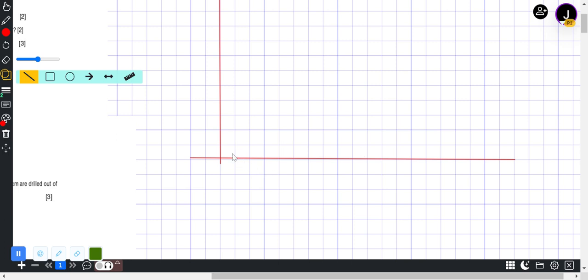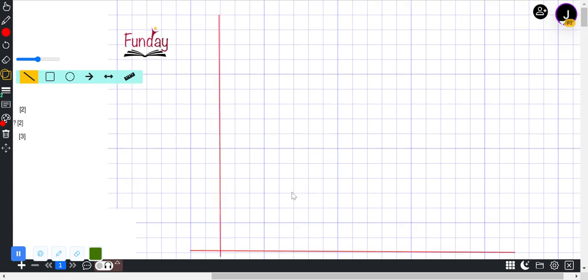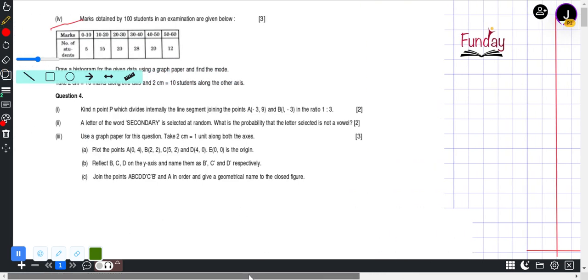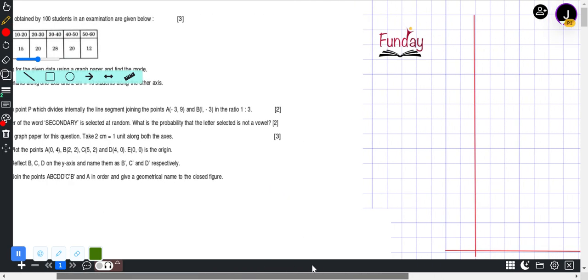We'll take each block as 5. So we have 10 here, and we have 20 here, and we have this 5. Use the pen. So we have 0 to 10, 5 students, 10 to 20, 15 students. Maximum is 28. So we'll mark it.